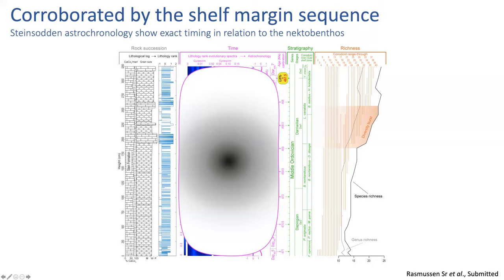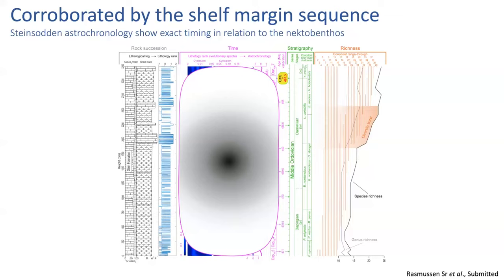burst in conodont diversity. And this is extremely interesting because this basically shows us that we have a sharp rise in diversity in both brachiopods and in conodonts. And this is basically across the basin. The conodonts are from the shelf margin sequence and the brachiopods are from the shallow water carbonates.